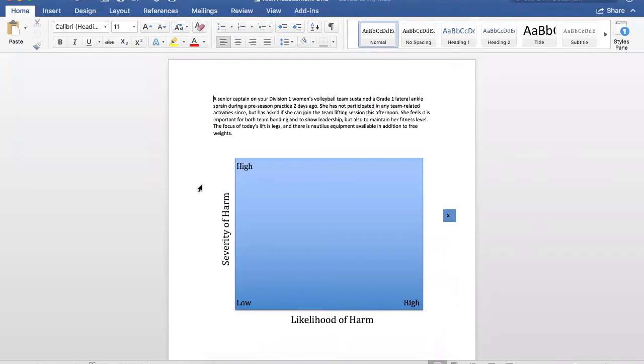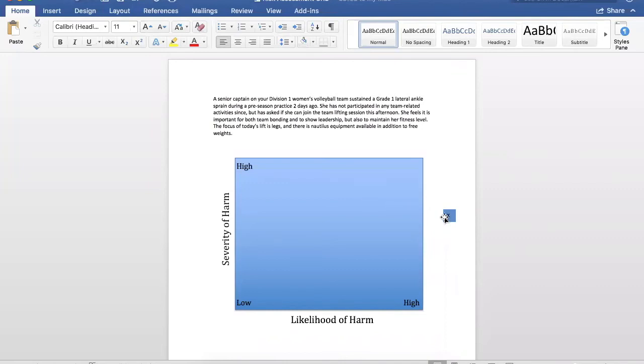For example, let's take the scenario of a senior captain on your Division I women's volleyball team who sustained a grade 1 lateral ankle sprain during a preseason practice 2 days ago. She has not participated in any team-related activity since, but has asked if she can join the team lifting session this afternoon. She feels it is important for both team bonding and to show leadership, but also to maintain her fitness level. The focus of today's lift is legs, and there is Nautilus equipment available in addition to free weights.